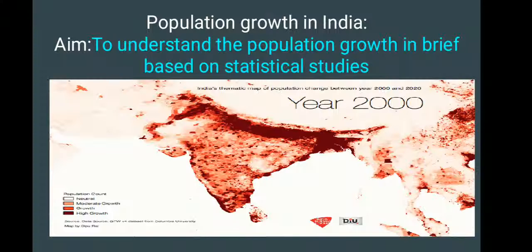As you can see in this graph, this is showing a period of 20 years. This is a graph taken from the internet, from Google Images, and it is perfect to understand the population growth in brief, based on statistical studies. In 2000, the development had not taken place; by 2020, the present generation, you can see not only during the lockdown but before the lockdown also, this is the same situation.